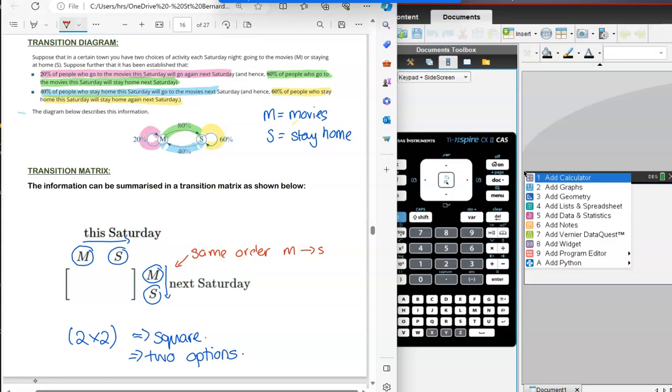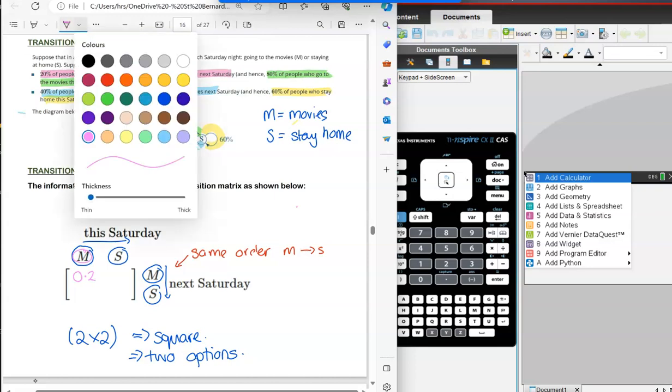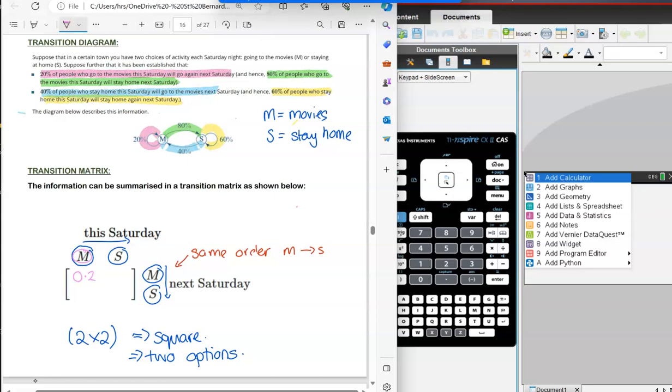So when we're setting up the transition matrix, I'm going to show you with what I highlighted there. When we were on movie this Saturday and then movie the next Saturday, so M to M was 20%. I'm not going to write it as a percentage, I'm going to write it as a decimal, so it's 0.2. Then it's often easier to do the ones going to itself. So if you look at this S to S, it was 60%. So I look for the S to S spot, which is 60%.